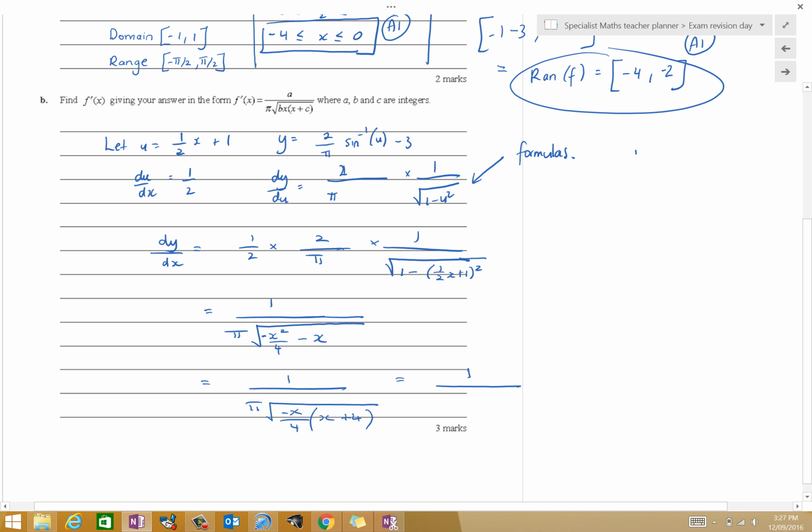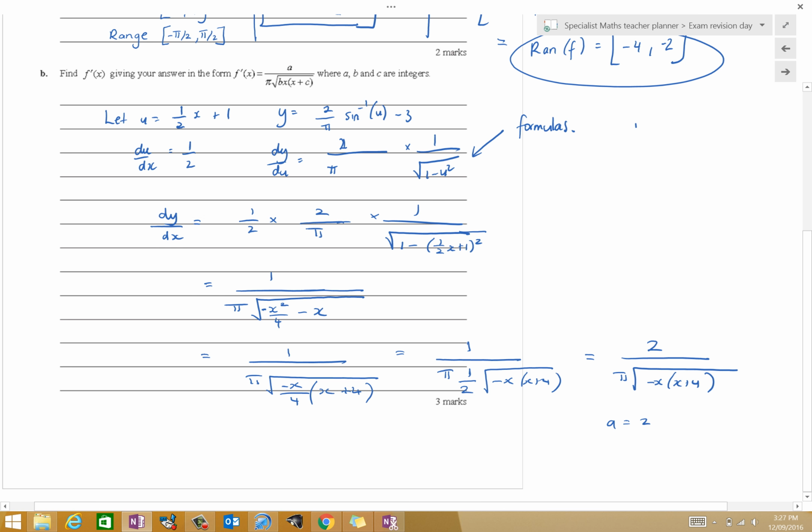What I've actually got is 1 over pi times, well, that's a half, negative x plus 4. And then that 2 is going to go to the top. 1 divided by a half is 2. So it's going to be 2 over pi minus x plus 4. And that's your answer. If you wanted to, you could say that A is equal to 2, B is equal to negative 1, C is equal to 4. Technically it doesn't matter, but at least then you've confirmed that you've got it in the right format.